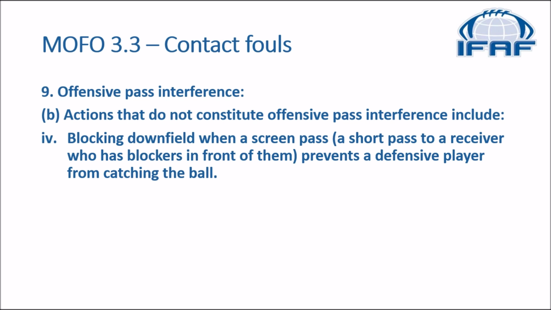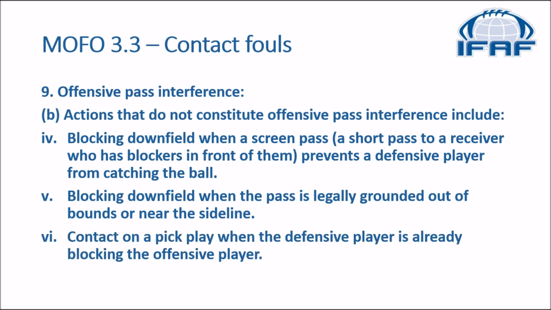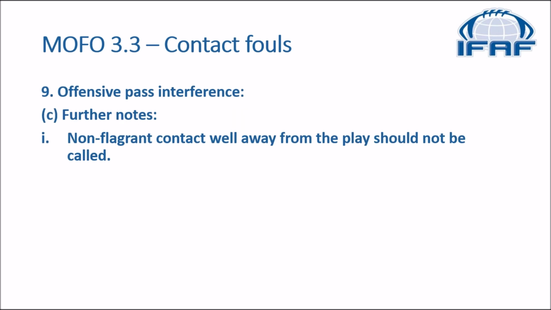4. Blocking downfield when a screen pass or short pass to a receiver who has blockers in front of him prevents a defensive player from catching the ball. 5. Blocking downfield when the pass is legally grounded out of bounds or near the sideline. 6. Contact on a pick play when the defensive player is already blocking the offensive player. 7. Contact on a Hail Mary pass unless it is clear and conspicuous pass interference.